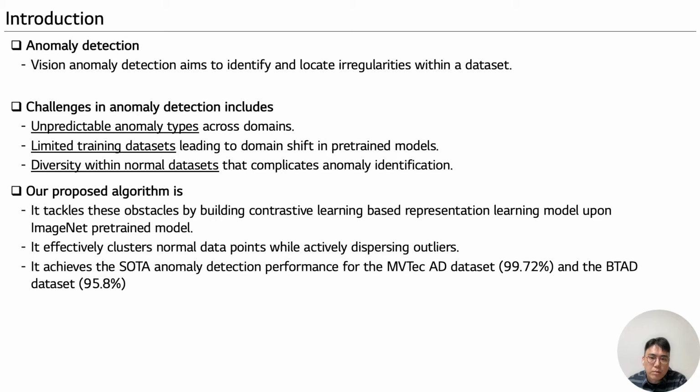Our proposed method, ReConPatch, tackles these obstacles by building a contrastive learning-based representation learning model, and it effectively clusters normal data points while actively dispersing outliers. And finally, ReConPatch achieved state-of-the-art anomaly detection performance for the MVTec anomaly detection dataset at 99.72% and the BTAD dataset at 95.8%.